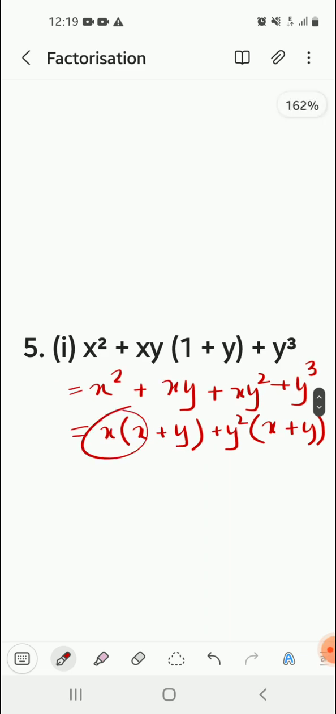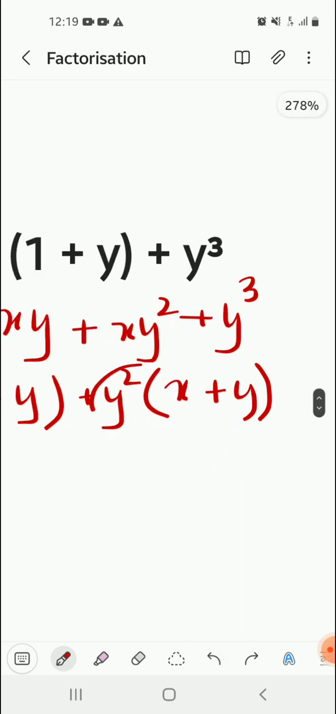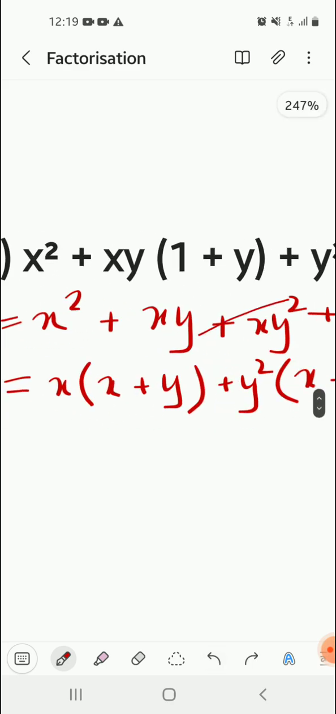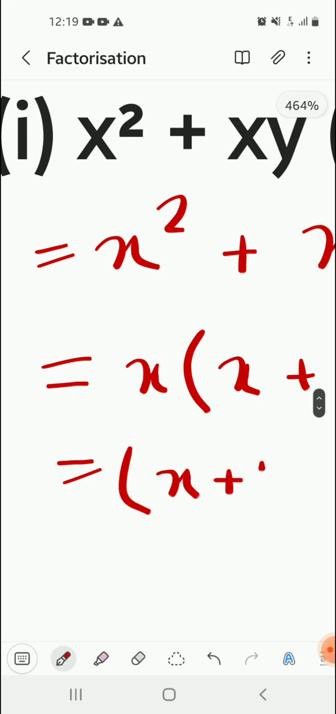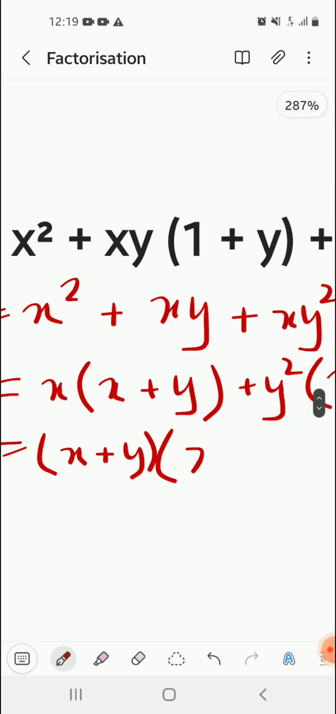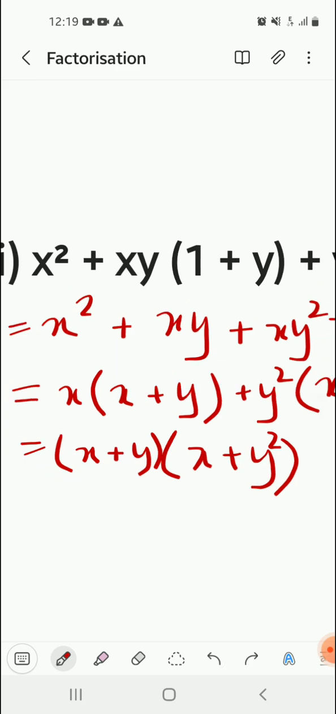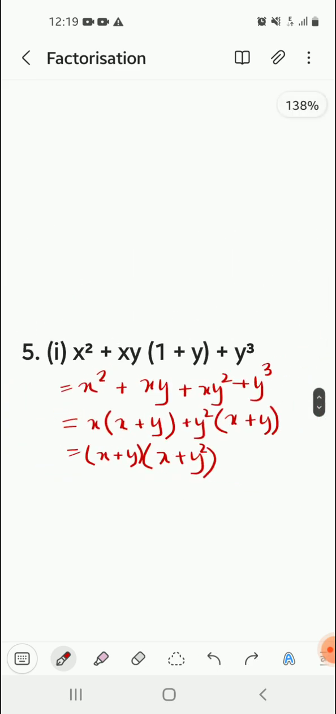So you see x into x is x square. x into y is plus xy. Here y square into x is xy square. Again y square into y is y cube. So here x plus y is common, the first factor, and the next is x plus y square. That is this and this. We have written x plus y square. So this becomes my answer.